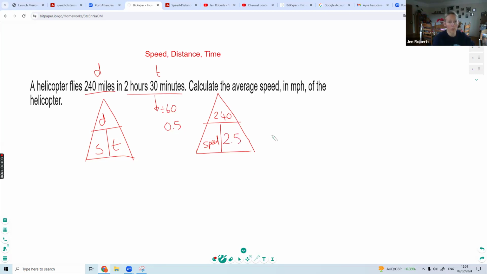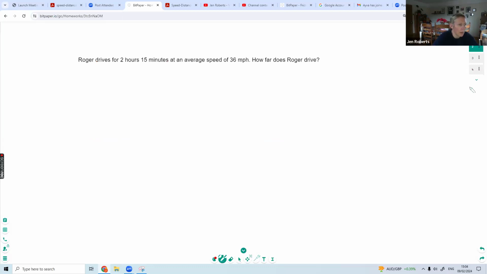Okay, and what we're going to do, we've got in our speed distance time triangle, one above the other. So remember, that means we need to do a division. So the speed equals 240 divided by 2.5, which gives you an answer of 96 miles per hour. So that was for a missing speed. Let's look at this next example.